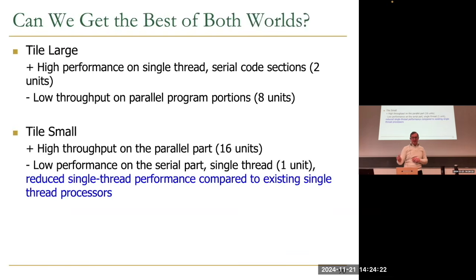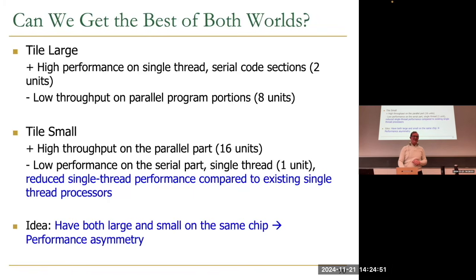Okay, so basically, we've already said this, right? This is kind of putting everything in the same slide. Tile large has benefits on single thread, but low throughput on parallel portions. Tile small has high throughput on the parallel part, but low performance on the serial part. And one of the reasons why major companies didn't want to go tile small is you get reduced single thread performance compared to your previous processor, because large processors were there already.